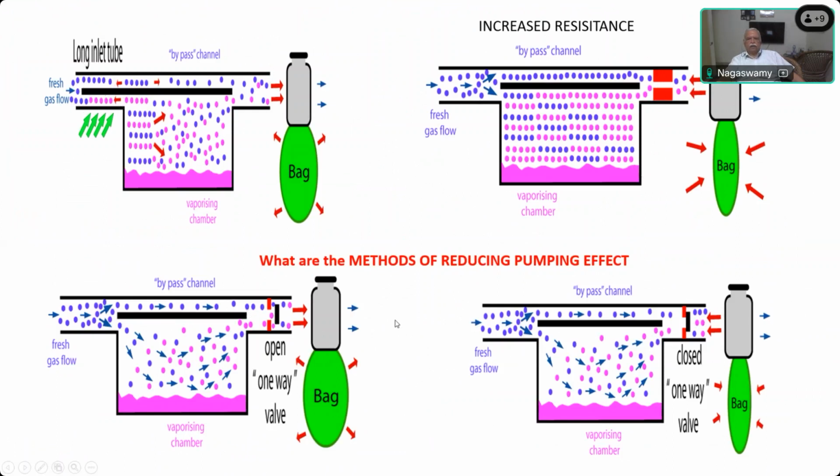Okay, so there is the one-way valve outlet. So these are the three methods which you have to remember to answer in the examination: long inlet tube, increase resistance at the outlet, and one-way valve at the outlet and the circuit.